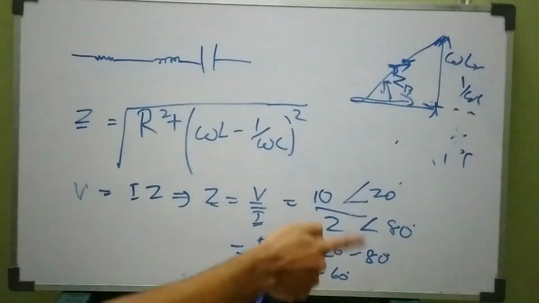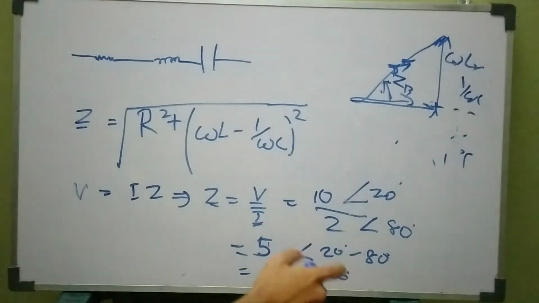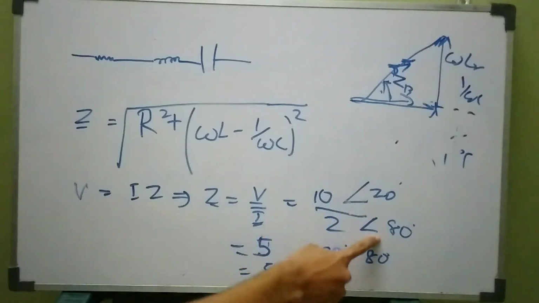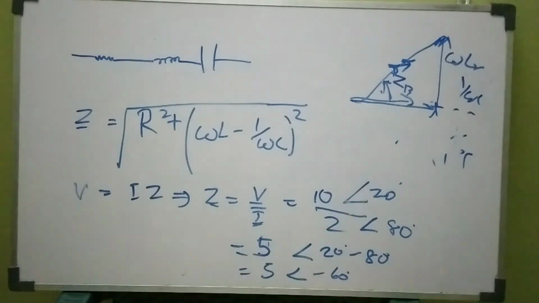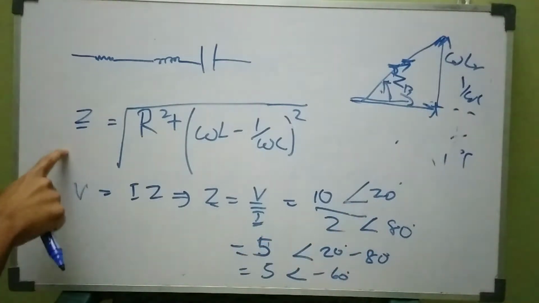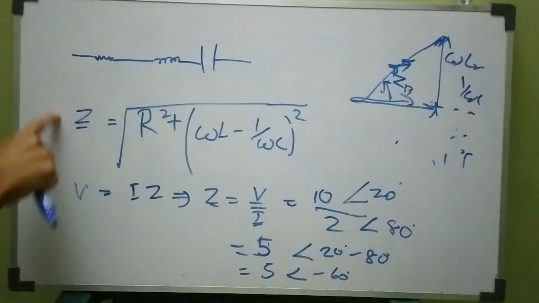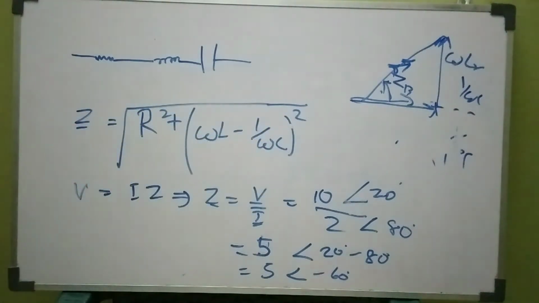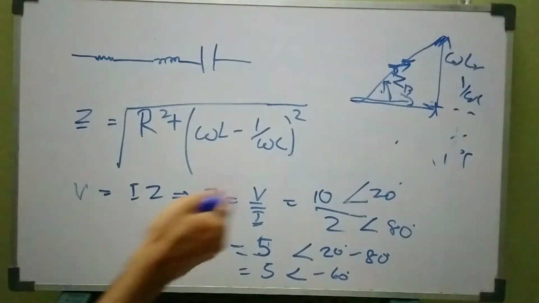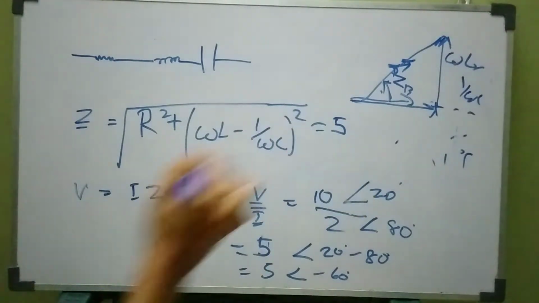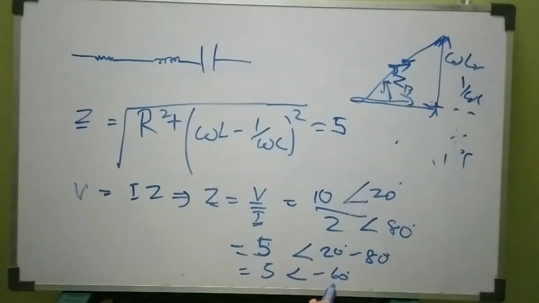Just first divide the magnitude of that. After that, just deduct the second one's value from the first one. As we all know, we have now got the equation for Z using this one, and I'm going to substitute, which is equal to Z 5. So we have the phase angle also.